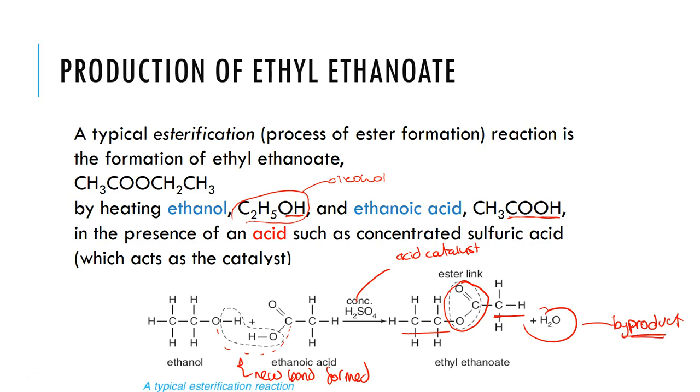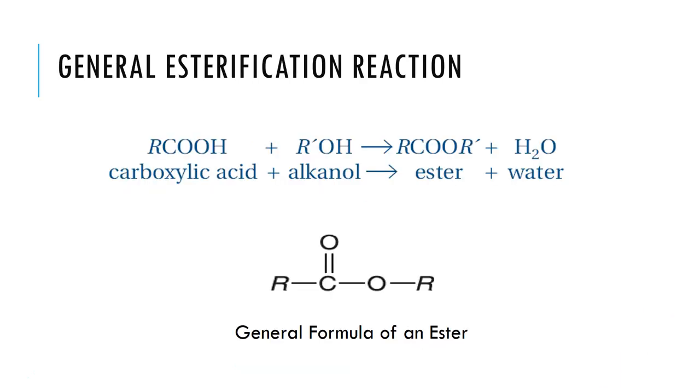Okay, so let's have a look. The general reaction for an esterification is the R group, remembering this is any variable carbon chain, carboxylic acid, plus a different carbon chain, can be the same, but we use R prime to denote that it is something different to this one, with our alkanol group, we'll give the RCOOR. This is the general form of our ester functional group and water.